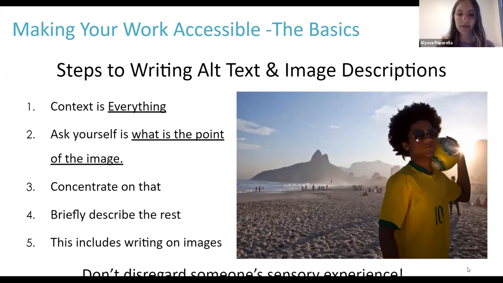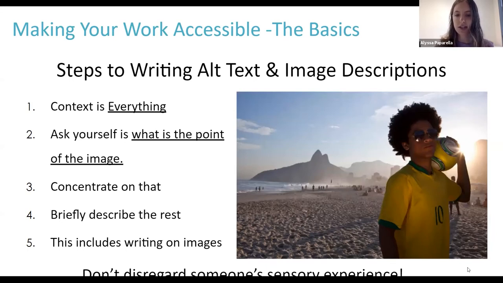On the right of the screen here, we have an image. This image could be described in a multitude of different ways, depending on what you're trying to describe to your audience. There's a person there. You could say, there is a young adult African-American male in yellow on the beach. That's if I wanted to say, hey, that's my friend, and describe that.